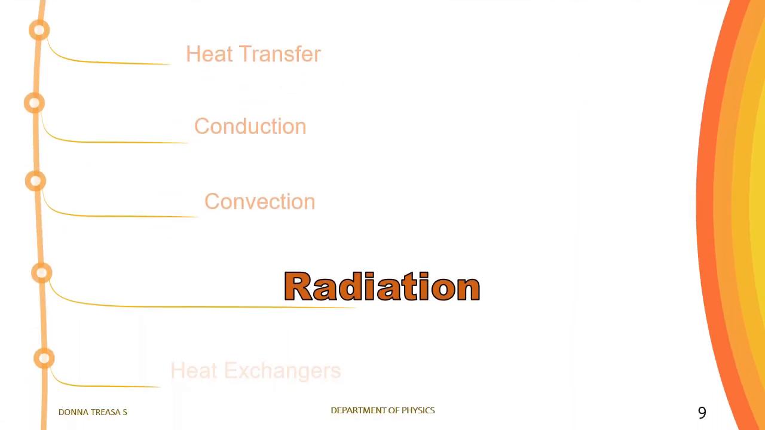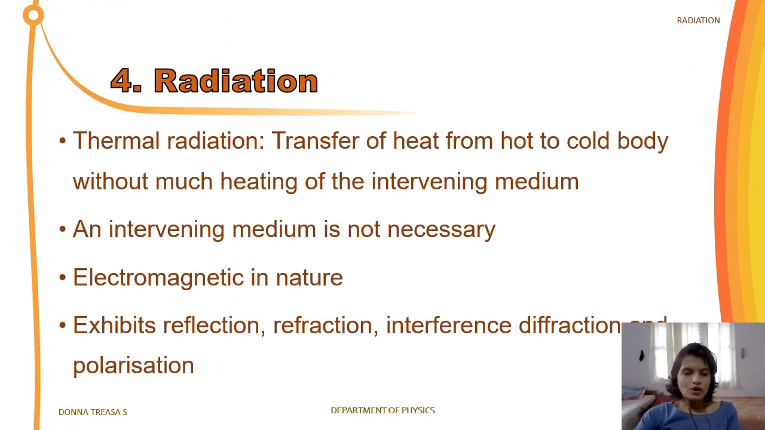Okay, so far we have seen the first 2 modes of heat transfer, that is conduction and convection. Now let us see the third mode of heat transfer, radiation. What is thermal radiation? Thermal radiation is defined as the transfer of heat from hot to a cold body without much heating of the intervening medium. Let me explain this point using an example.